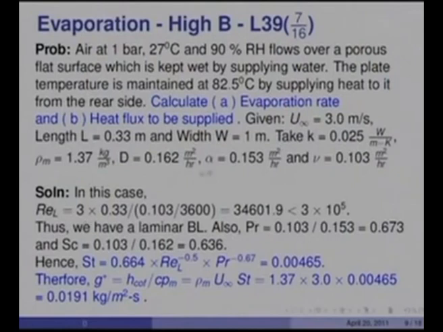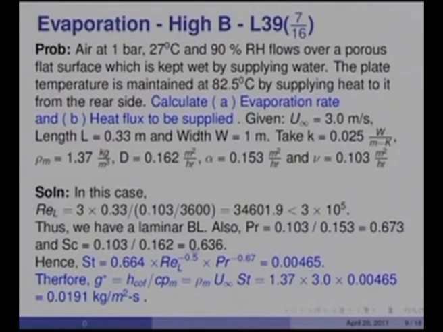So, first of all, we calculate the plate Reynolds number from the properties that are given here. 3 into the plate length divided by the kinematic viscosity, 0.103 divided by 3600, nu is given as 0.103, which will give 34,600 Reynolds number, which is of course less than 3 lakhs, and therefore, we expect this to be a laminar boundary layer with Prandtl number equal to 0.103 divided by 0.153 equal to 0.673.